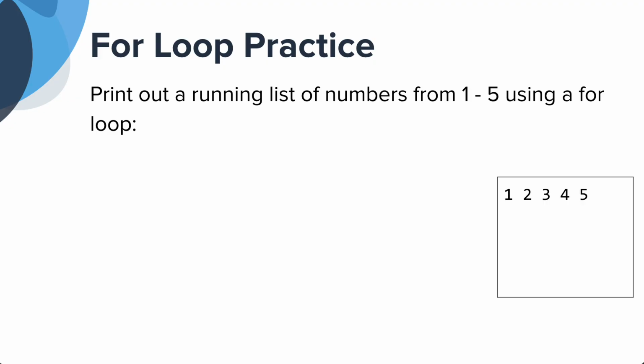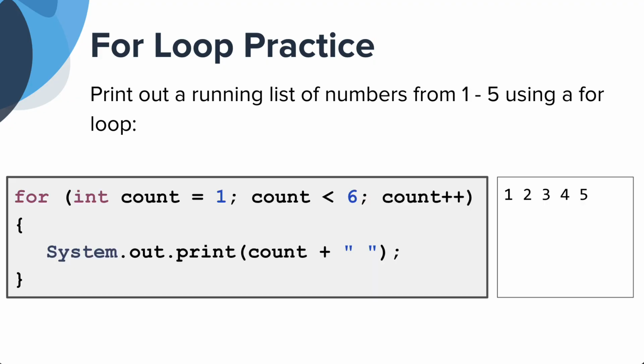Pause the video to see if you can come up with a for loop that will print out a list of numbers from 1 to 5 on the same line. Here is one implementation of that for loop.